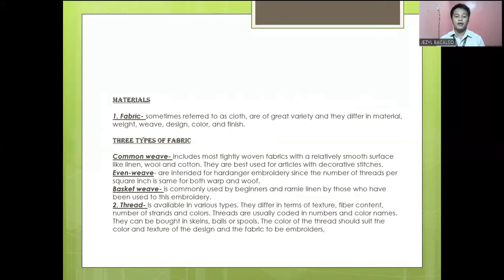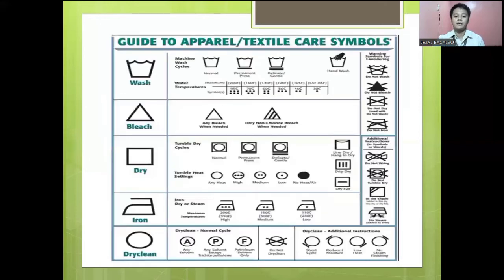So number two, thread, is available in various types. They differ in terms of texture, fiber content, number of strands, and colors. Threads are usually coded by numbers, colors, and names. They can be bought in skeins, balls, or spools. The color of the thread should suit the color of the design and the fabric to be embroidered. So we have here the guide to apparel textile care symbols.